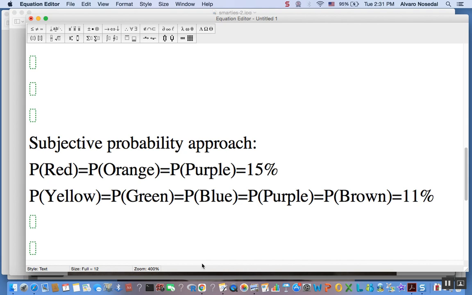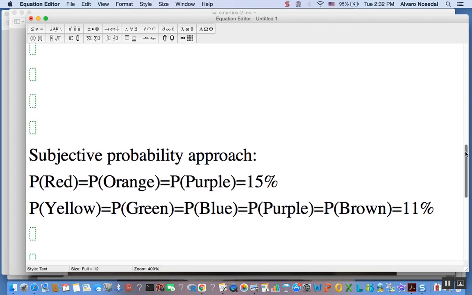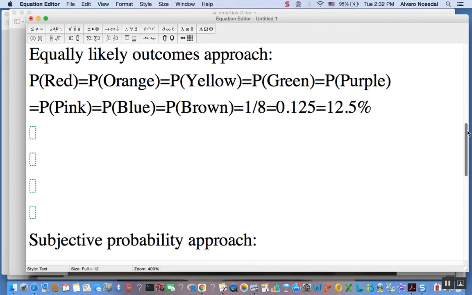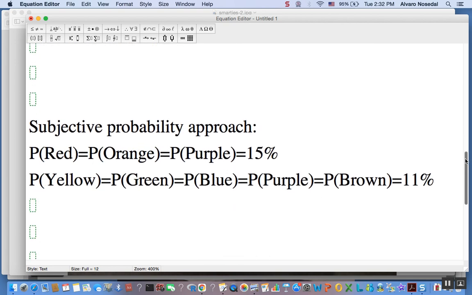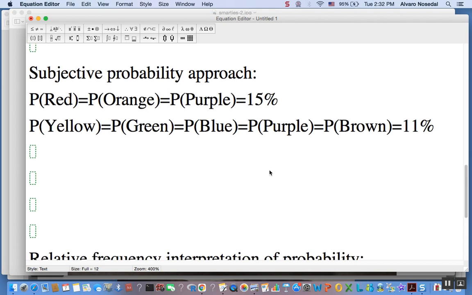Okay. So, using this idea, the probability of brown is 11%. But we just saw that the probability of blue, using the equally likely outcomes approach, would be 12.5%. Okay, and that makes sense. I mean, two different approaches, maybe they will lead to a different answer.